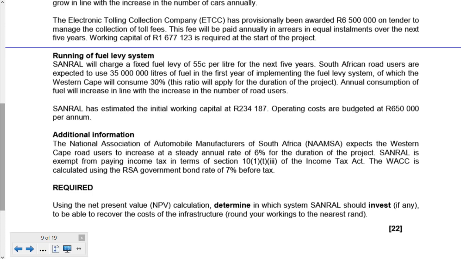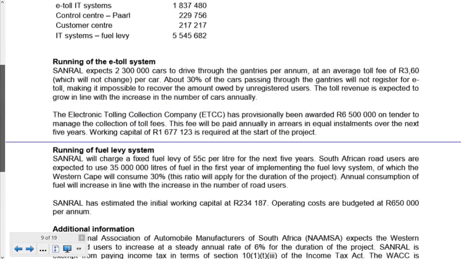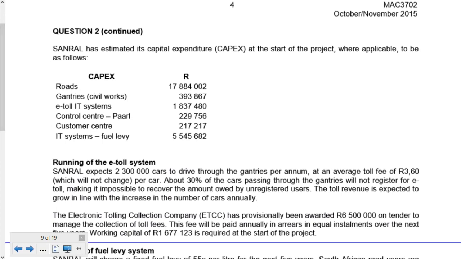Using NPVs, determine which one they should do. Should they get the e-toll? Should they increase the fuel levy? Which one? Okay. The question is only dealing with Western Cape. I don't know where they say that.